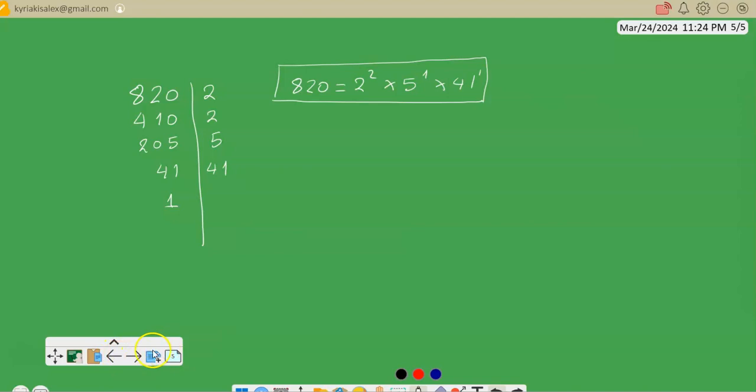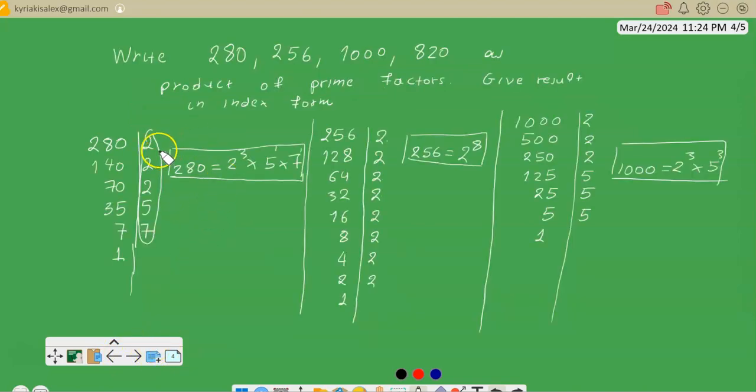In all these cases, let's go back to the first one. In the second column, we start dividing by the first prime number, which is 2. And then we continue to divide by 2 and get a perfect division. If the division leaves a remainder, we go to the next prime number, 3, 5, 7, etc. So we have only prime numbers here in increasing order. And this is the index form.